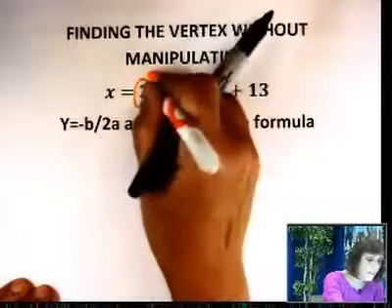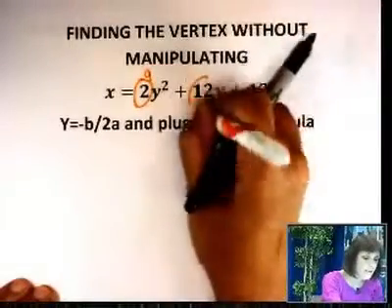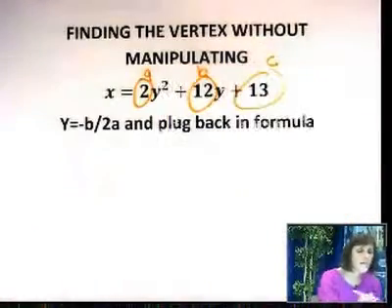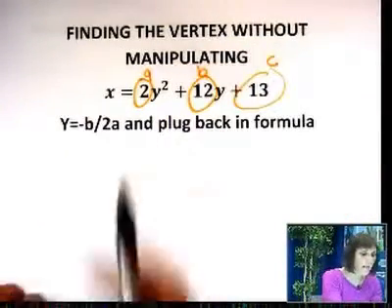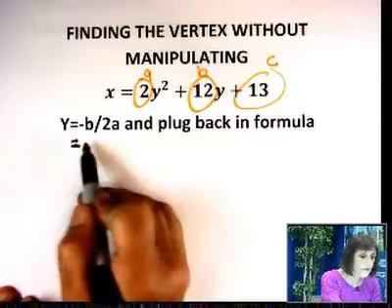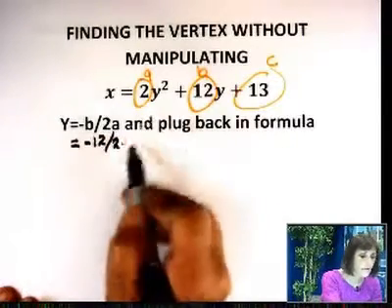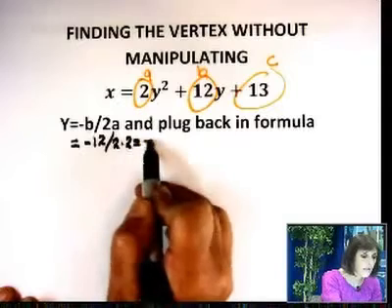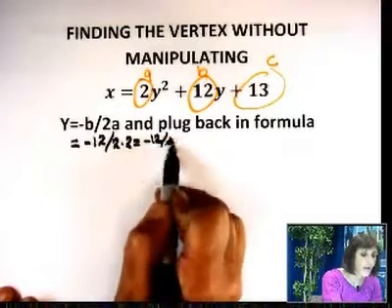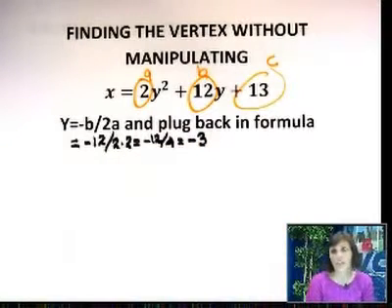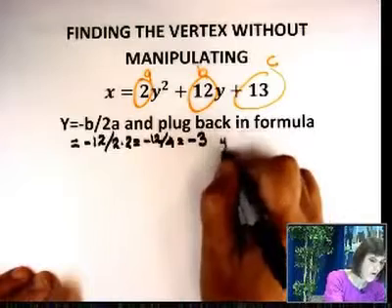This number in front of y squared is a. This number in front of y is b. And this number by itself is c. So I put down negative b over 2a. Negative b is negative 12 over 2 times a. That's negative 12 over 4. That is negative 3. That is the y-coordinate of my vertex.